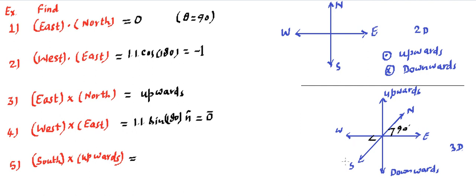Then we need to place our fingers in the direction of south, and they have to curl towards the next vector, that is upwards. So if you place your right hand in such a way that fingers point toward the south and then curl naturally towards the upward direction, then you'll find the thumb will be pointing towards west. You can do this, then you'll find this is going to be indicating the west direction.